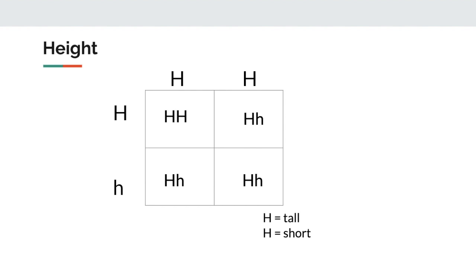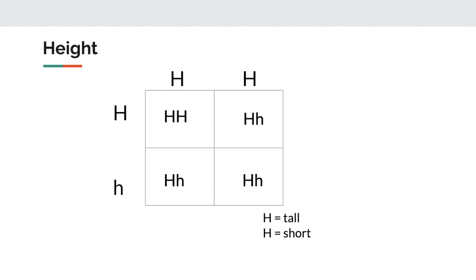She and her parents are all tall, so they all need at least one dominant allele represented by a capital letter H. That is why her parents must have the genes big H big H or big H little h. When making the Punnett square, she decided to put her mom as big H big H and her dad as big H little h.